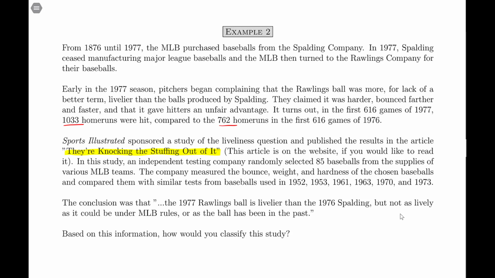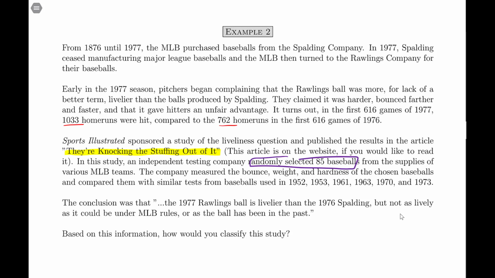And I will be posting this article on the website if you do want to read it. In the study, an independent testing company randomly selected 85 baseballs. So let's make a note of this. They randomly selected 85 baseballs from the supplies of various MLB teams. The company measured the bounce, weight, and hardness of the chosen baseballs and compared them to similar tests that were conducted in 1952, 53, 61, 63, 70, and 73. Their conclusion was that the 1977 Rawlings baseball is livelier than the 1976 Spalding, but not as lively as it could be under MLB rules or as the ball has been in the past.